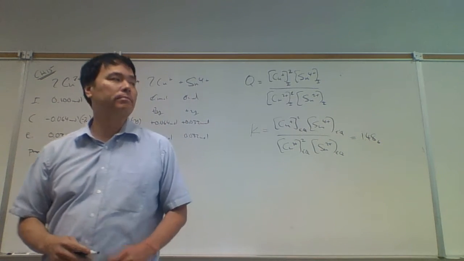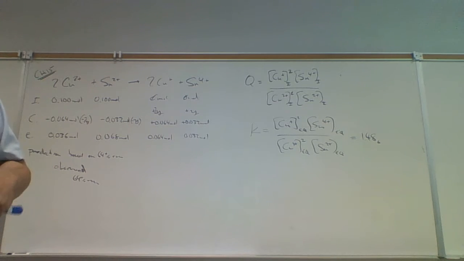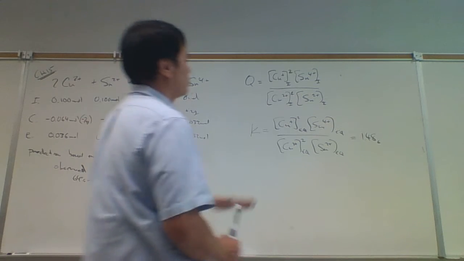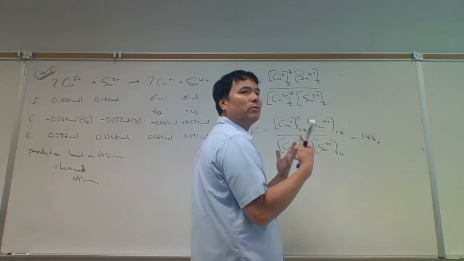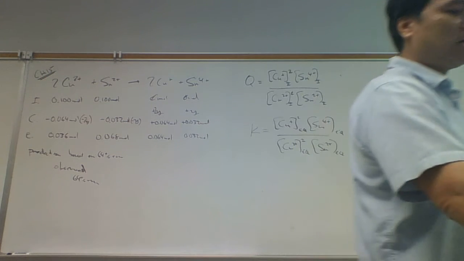Just average them. I don't know which experiment was the best. The best thing to do is average it. And so if Q's too small, then we've got to go forward. If Q's too big, we've got to go backwards. It just tells us our balance.